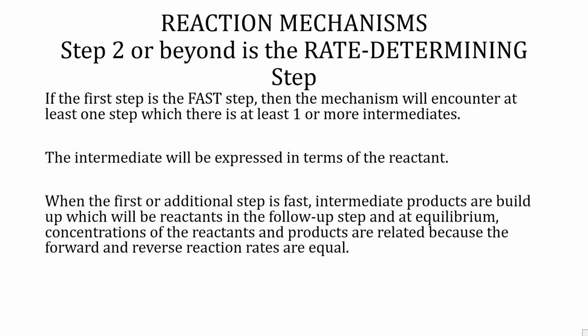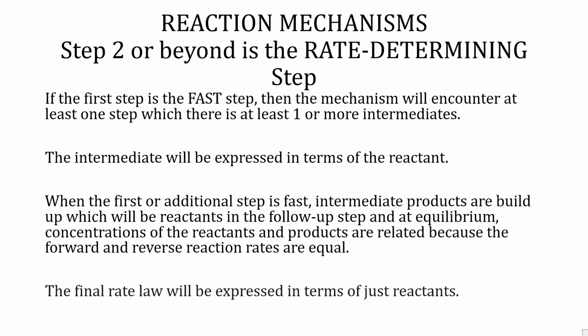The intermediate will be expressed in terms of the reactant. When the first or additional steps are fast, intermediate products are built up, which will be reactants in the follow-up step, and at equilibrium, the concentrations of the reactants and products are related because the forward and reverse reaction rates are equal. The final rate law will be expressed in terms of just reactants.